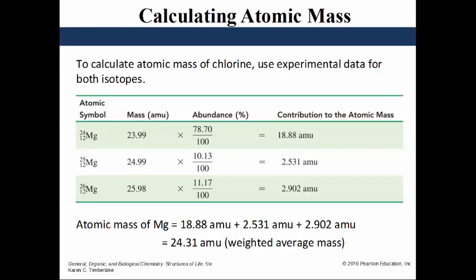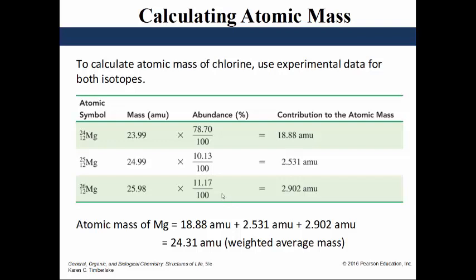All right, so what you'll do is take the percentages that you're given, turn that into a decimal number. So this becomes 0.7870. That value multiplied by the mass that you're given will give you 18.88 atomic mass units for that isotope, for that version of magnesium. You do the same thing for all the other known isotopes. Magnesium 25 is found 10.13% of the time. That converted into a decimal number multiplied by the mass, you get 2.531 atomic mass units.